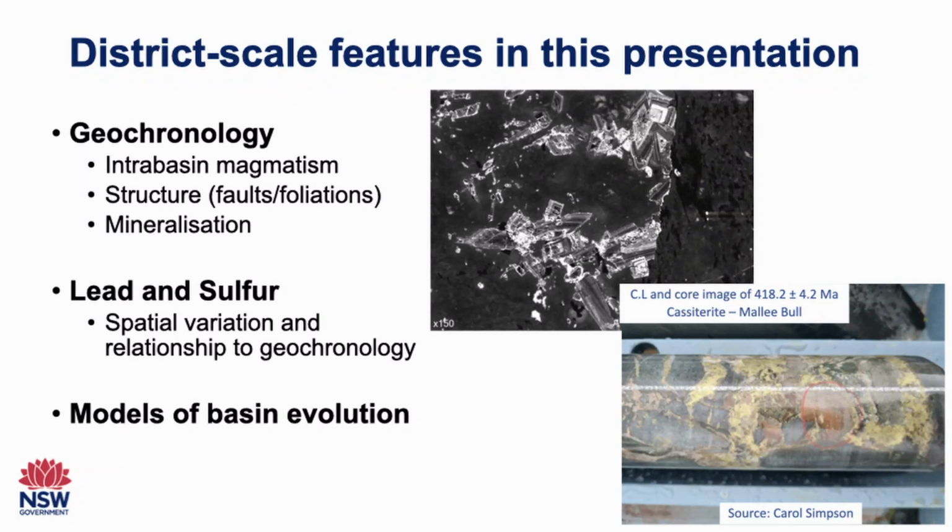And that's by no means a final model. The more data we collect, the more the model changes. So I've never said that we've got to the end of it. We constantly are surprised by what comes back from some of these ore bodies. So this one in particular, which is a recent favourite, is a sample supplied by Carol Simpson from Peel of cassiterite from Mallee Bull associated with the copper mineralisation that was dated.